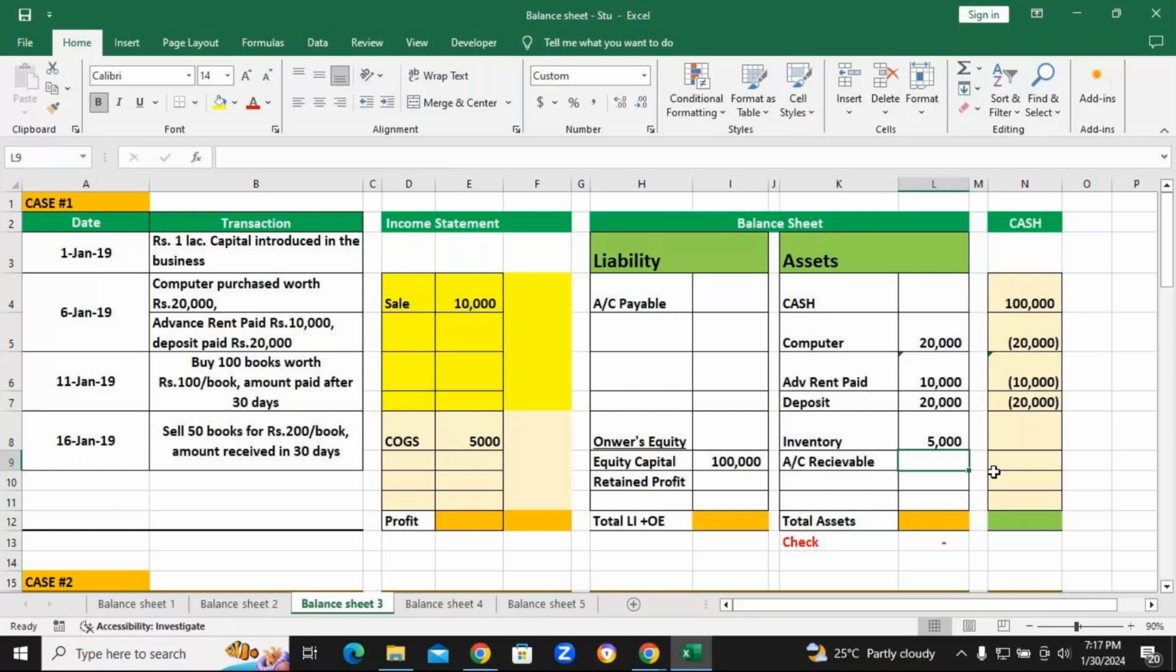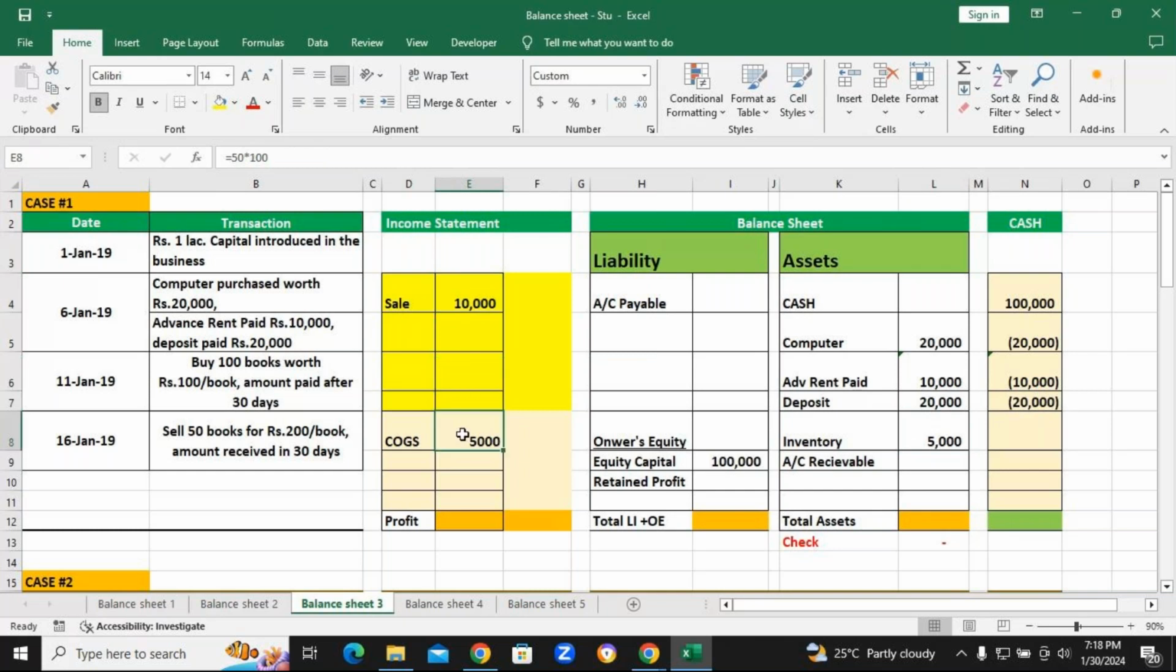So, understood how the inventory calculation has happened, how I have done the calculation? Anybody having any doubts on how the inventory calculation is done? Ma'am, for cost of goods sold, how did it come to 5,000? Cost of goods sold, this one here.